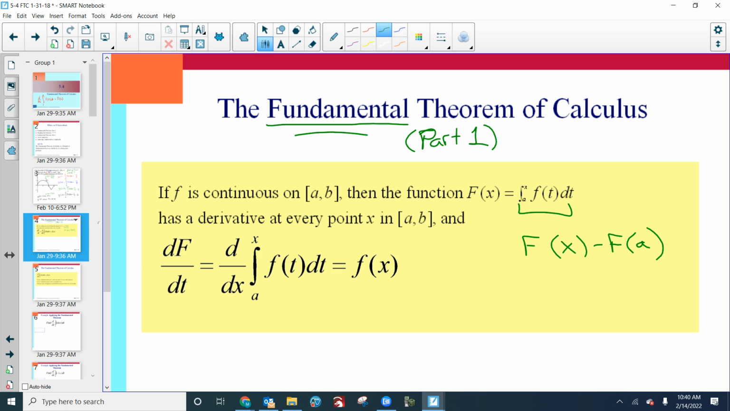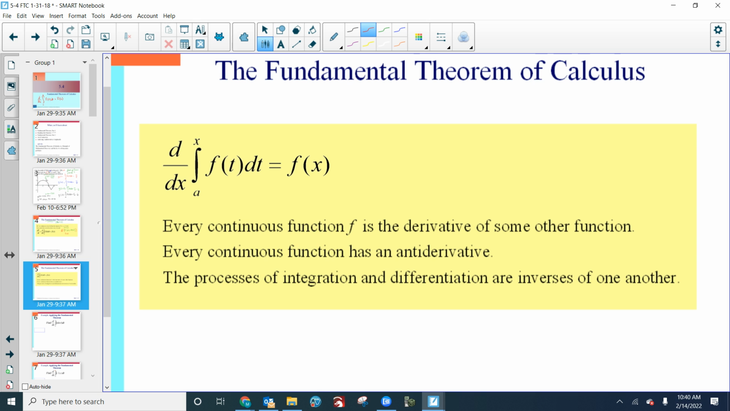This is the area function, by the way. What happens when you take the derivative of that? What's the derivative of capital F of x? Little f of x. What's the derivative of capital F of a? 0. It's just f of x. Back to the original. Yes? Awesome. Moving on.